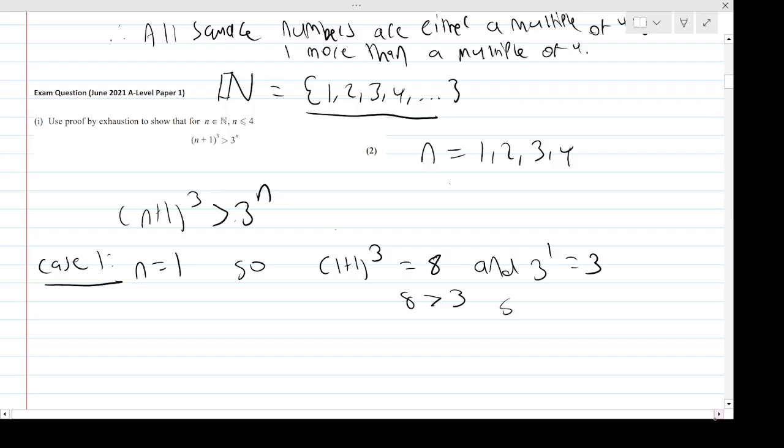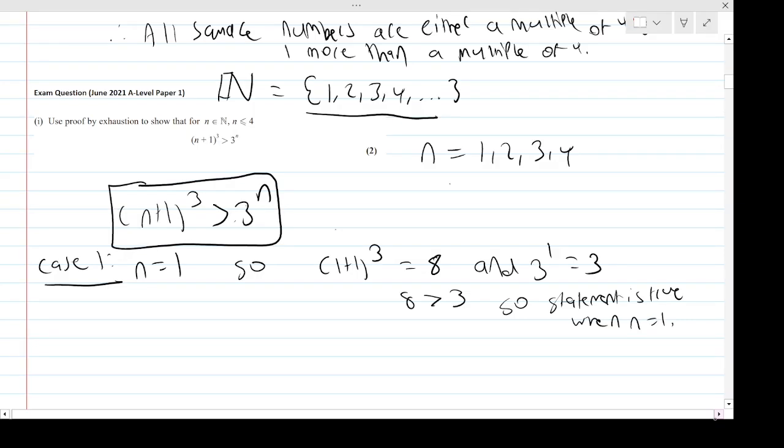Clearly, the statement is true when n equals 1. Why have I considered these numbers? Because it wants (n+1) cubed on the left. That's what I computed. N was 1, so 1 plus 1 cubed is 8. Then 3 to the n on the right is 3 to the power of 1, which is 3. So I can see that 8 is greater than 3, so the left side is indeed greater than the right. So the statement is true when n is 1.